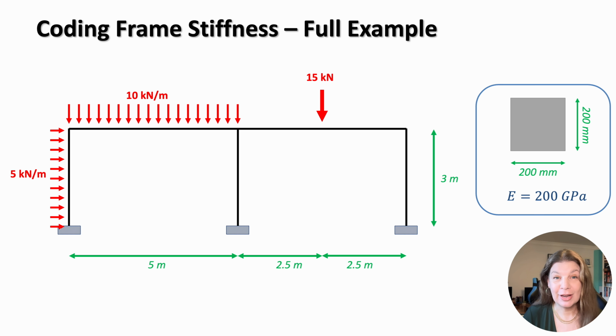And this is the full frame that we will be solving with our coding in this session. The geometry of the structure consists of two 5-meter bays with a story height of 3 meters. Each column is fixed at the base. All the members share the same cross-section, a 200 by 200 millimeter square section with a modulus of elasticity of 200 gigapascals. The frame, as you can see, is subjected to 3 different types of loading. A 5 kilonewton per meter horizontal UDL on the left-hand column, a 10 kilonewton per meter vertical UDL on the top beam, and a 15 kilonewton point load in the middle of the right-hand span.